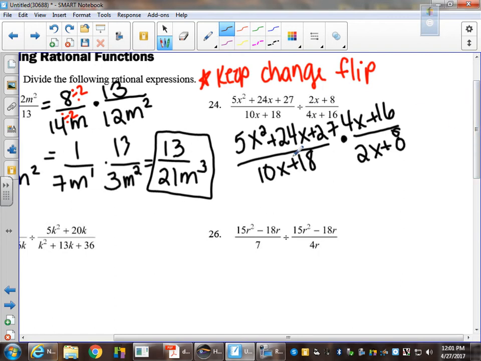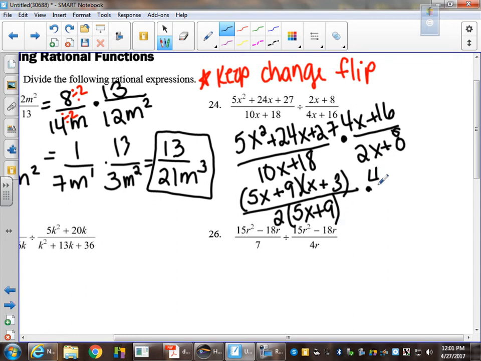So now let's start factoring. We can factor out this numerator, 5x, x, 3 and 9. We're going to have the 3 here, 9 here, they're both going to be positive. Inner gives us 9x, outer gives us 15x, which adds to 24x. Now we can factor out a 2 from the denominator, so we're left with 5x plus 9. From the second fraction, we can factor out a 4, so we're left with x plus 4. And the denominator, we can factor out a 2, so we're left with x plus 4.